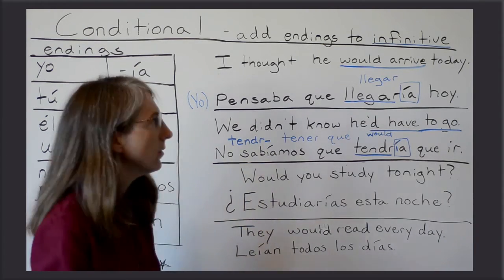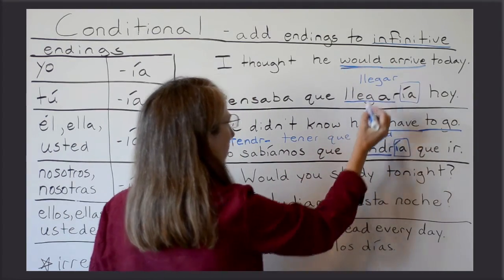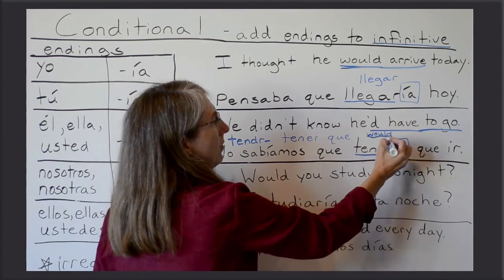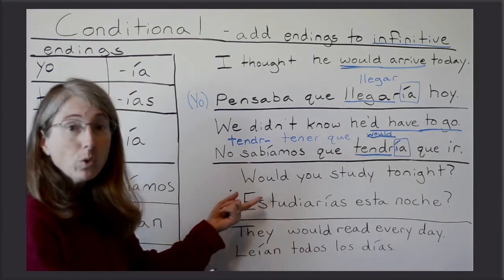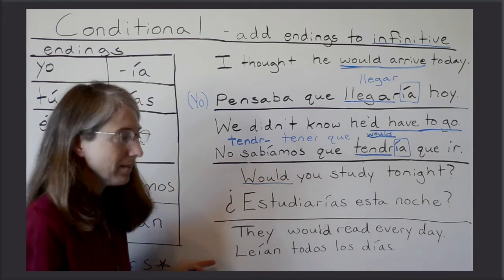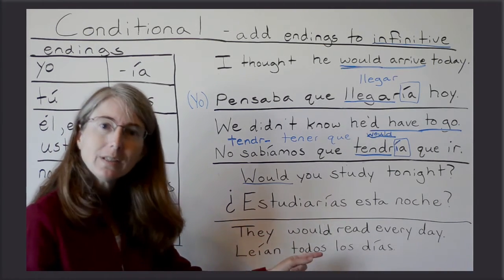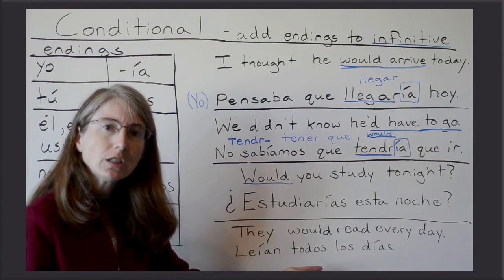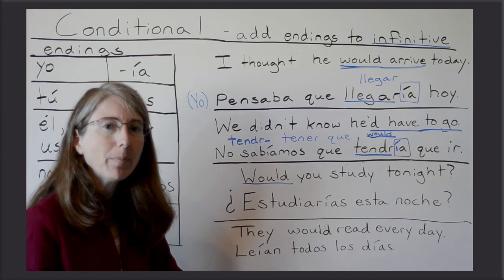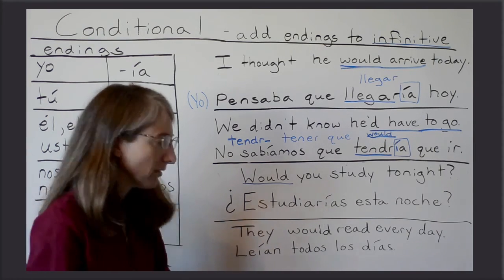So in general, we use the conditional tense to replace when we're going to use a verb with the word would. So we have would here, would here, we have would here. But in this sentence, they would read every day. This would is not talking about a condition. This is talking about something that used to happen on a regular basis. In this case, we would not use the conditional tense.